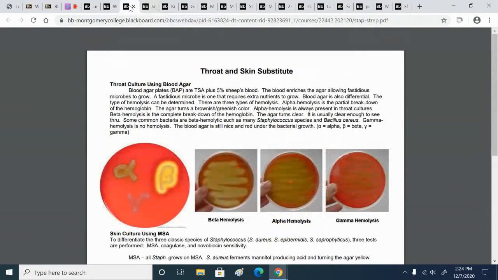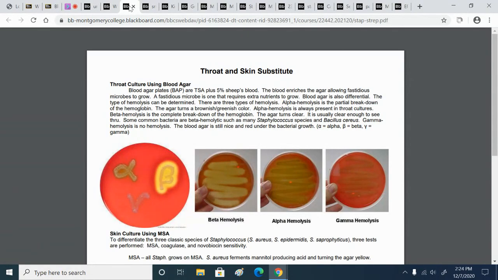So continuing with normal flora, we had throat and skin. So for throat, we use blood agar plates. Remember, the blood agar plate is just a TSA plate with 5% sheep's blood added to it. And so that allows us to differentiate the type of hemolysis, as well as to enrich the agar and allow fastidious microorganisms to grow.